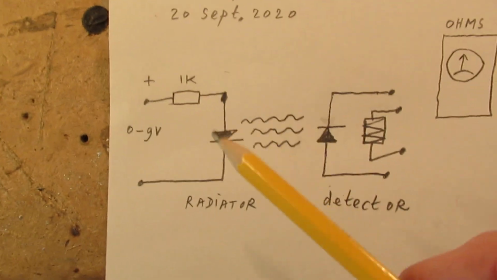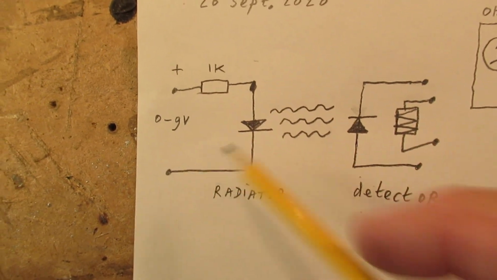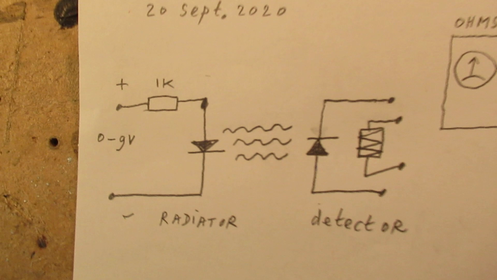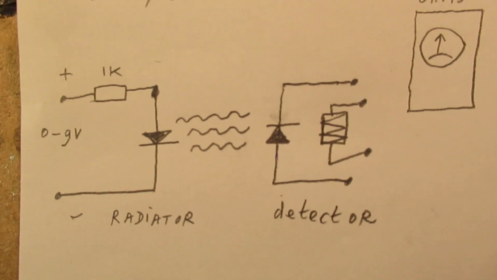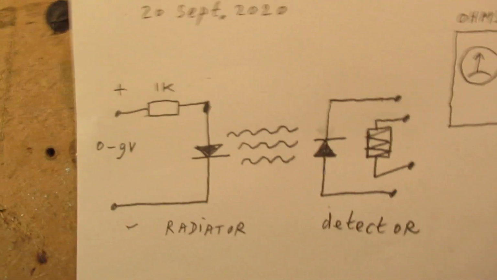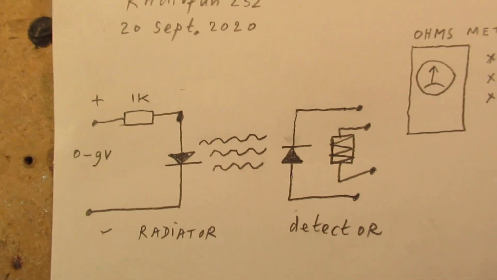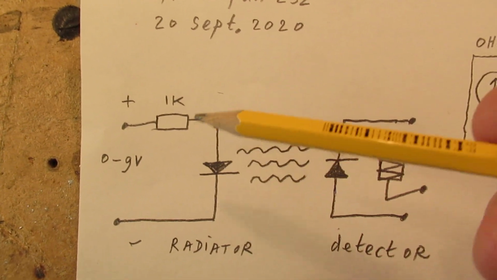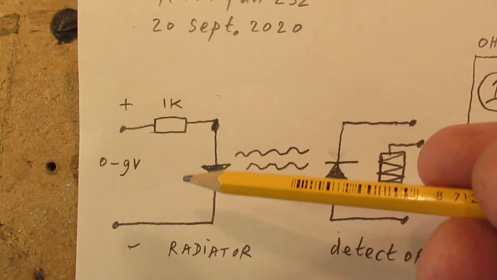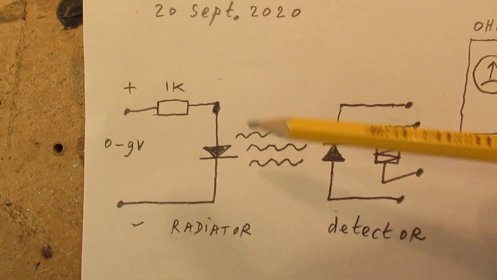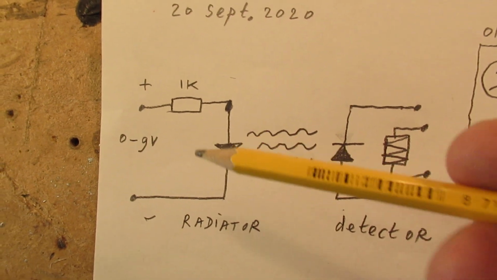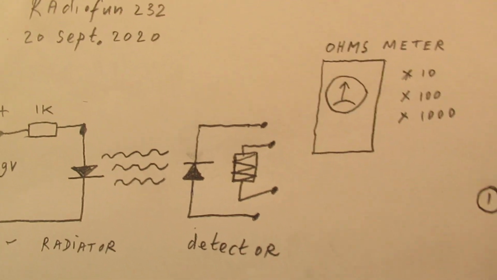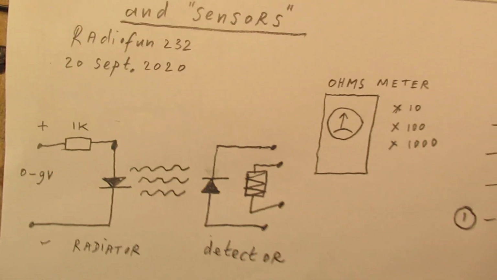Because when we connect here a positive voltage and here a negative, a current starts to flow and the radiator sends out in the infrared frequency band. So that's for sure. Very important, always use a 1K resistor here, because never connect here directly a voltage source, because of course the diode can burn out in that case. It's very important.